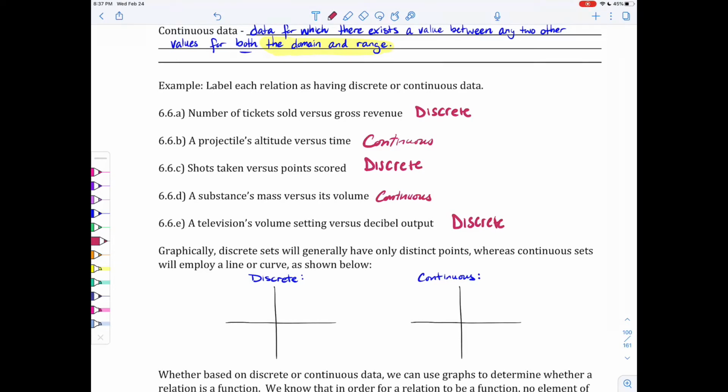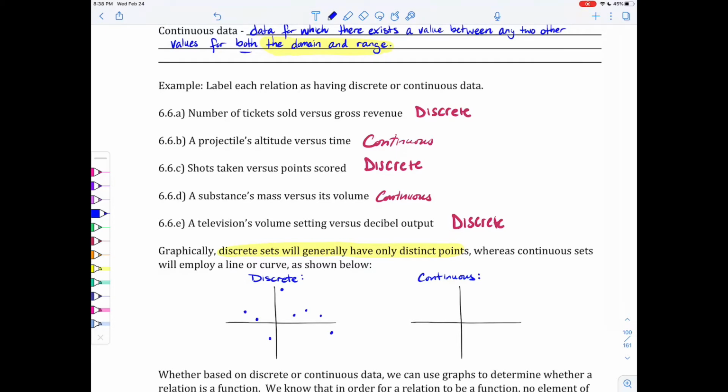Now, we can display discrete and continuous data on a graph, and since I was the one, for some reason, who did A, C, and E, and all of those values were discrete, I'm just going to show you the discrete data on a graph. In this case, discrete data will generally be shown as distinct points. So on a graph, I might see points like this, maybe some in the negative range, maybe some way up here. But I'm going to see these distinct points. They're not going to be connected, but just on their own.